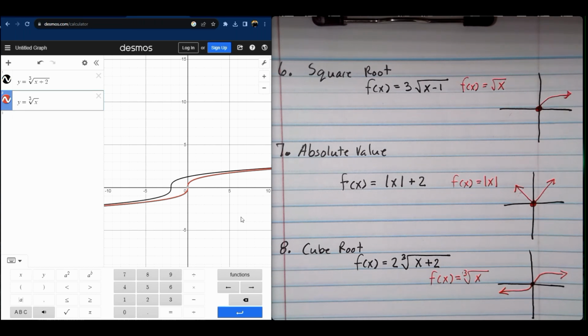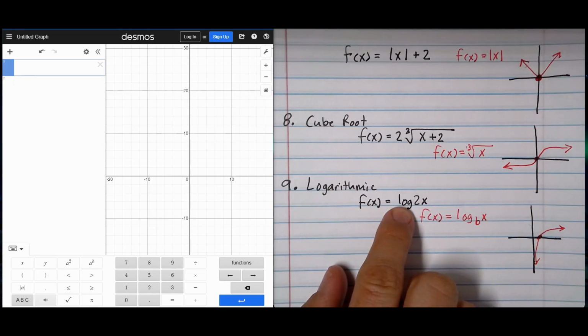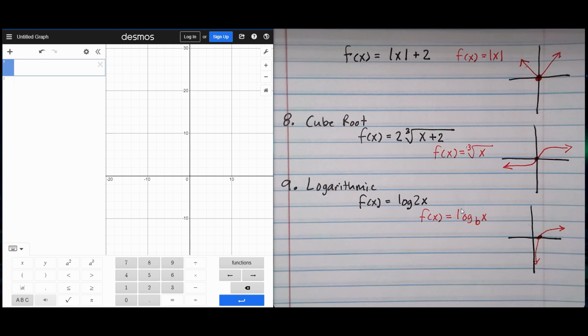And the last one that we're going to talk about this year is logarithmic. So let me go ahead and write number 9. And we're going to write this belongs to a function family of logarithmic. Notice I have f of x equals log base 2 of x. And we have our parent function, which is f of x equals log base b of x. And I went ahead and drew a graph of roughly how it should look.